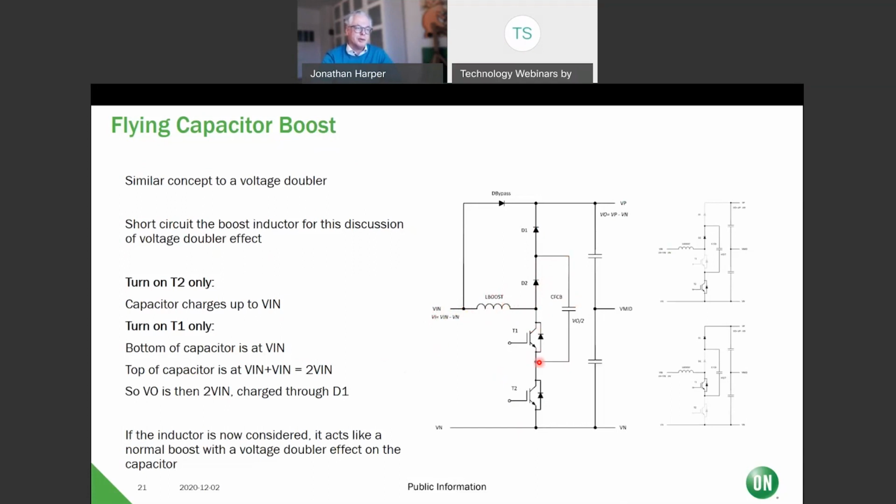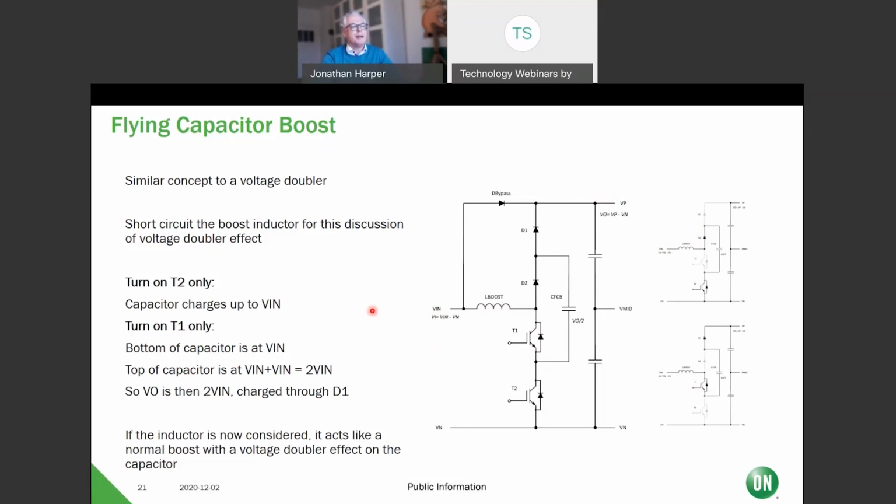Now what I want to do is bootstrap this up by connecting this switch and then bootstrapping this up so that this voltage is Vin, and this voltage is also Vin, and it's boosted up to twice Vin. This is a standard voltage doubler. Everybody knows how that works. You won't be surprised to see that these two switching configurations are used in the actual flying capacitor.